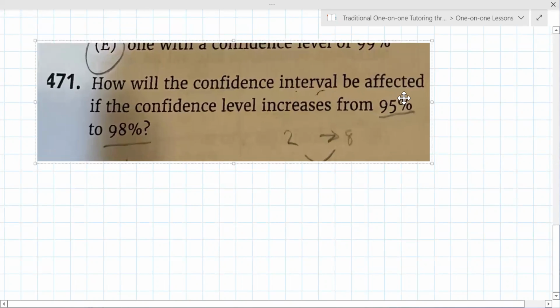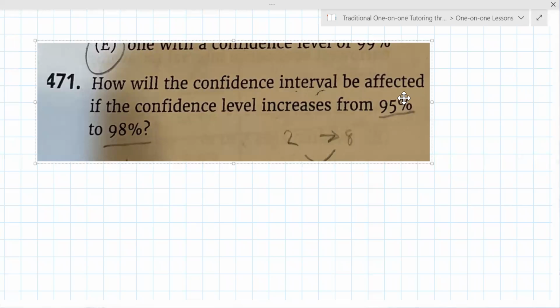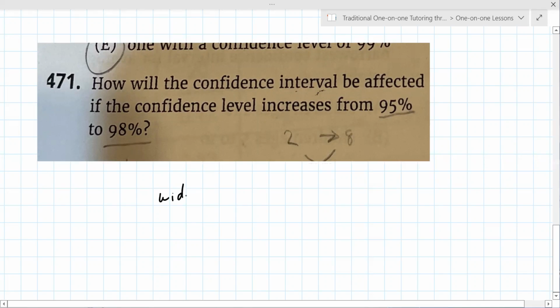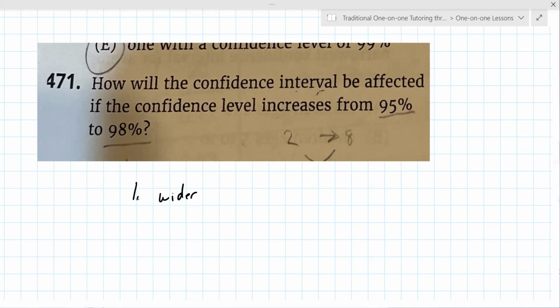Okay, how will the confidence interval be affected if the confidence level increases from 95% to 98%? Okay, so the answer is simple, it gets wider. And you just have to know this. Now here's why. It gets wider because to be more certain, you need to include a larger range of values. If you can't sample everyone, if you increase the confidence level, you have more confidence, for lack of a better word, that you've got it right.